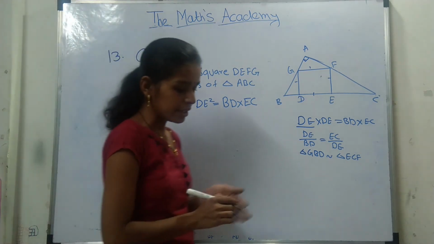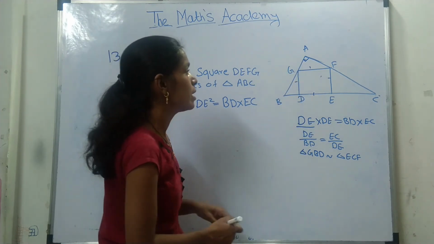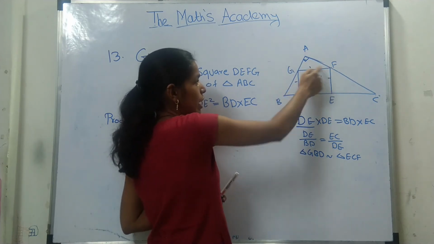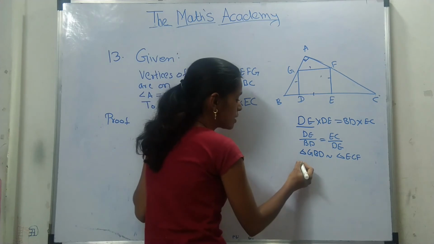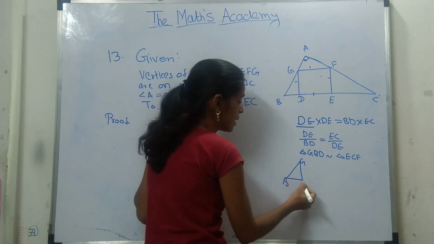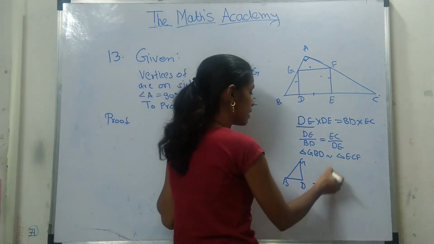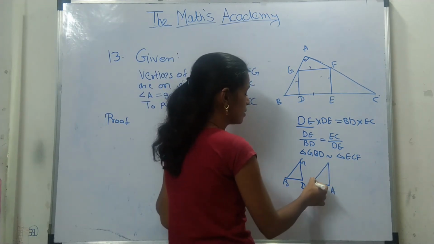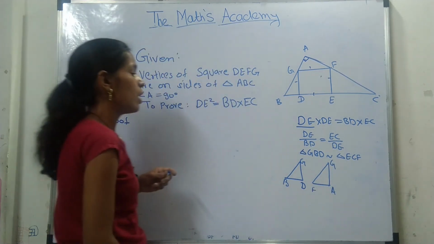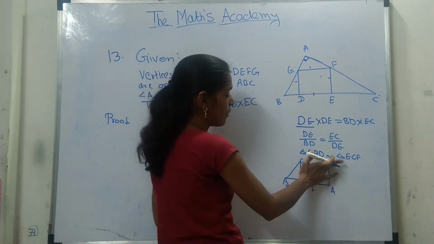First we will prove that triangle GBD, see here, GBD is similar to triangle FAG, or FGA. See here, if you are considering here GBD, G, here it is B and here is the D, then you have to consider this angle A should be here, and this is point F and this is point G. Now you have to show that triangle GDB is similar to triangle GFA.